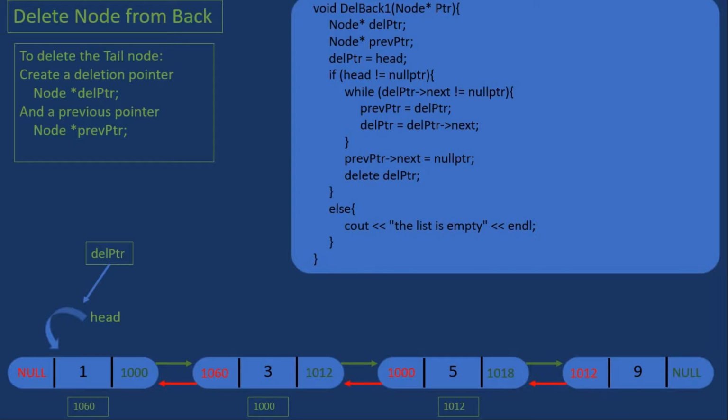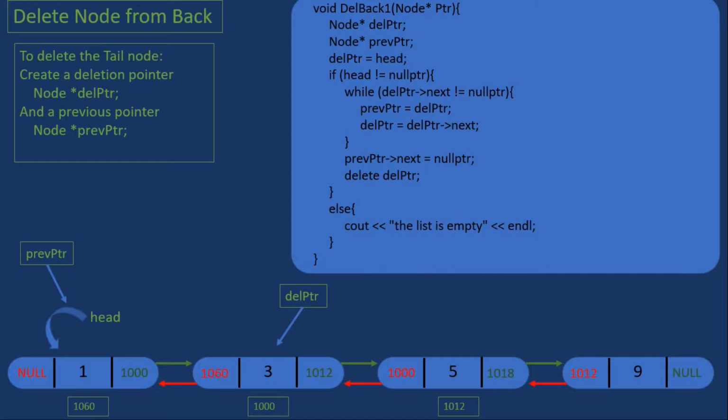The if statement will check if the head is not pointing to null, and if we have nodes in our doubly linked list, we enter the if statement and we have a while loop which will run until we find a node with its next pointer pointing to null, and that node will be the last node in the doubly linked list, which is the node we want to delete. And since the head node's next pointer is not pointing to null, we will point the pointer prev ptr to del pointer and advance the del pointer to the current del pointer's next pointer, which is pointing to the next node.